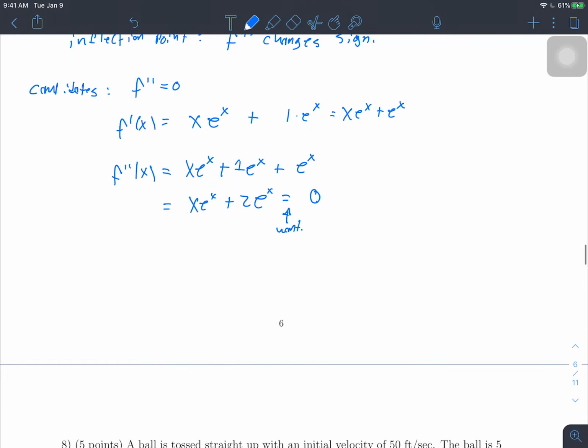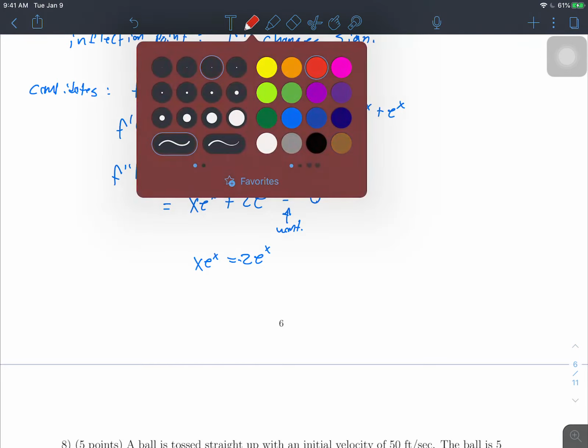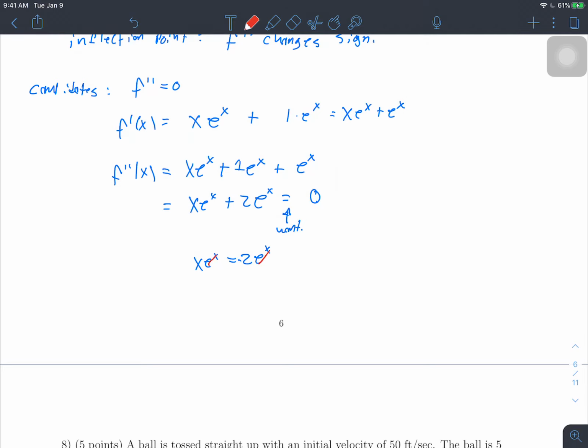So if we want that to be equal to 0, let's just solve it. We'll take x e to the x on one side, and we will set it equal to negative 2 e to the x on the other side. And we can cancel the e to the x on both sides, and we'll get x equals negative 2. Now we have found a candidate for an inflection point.